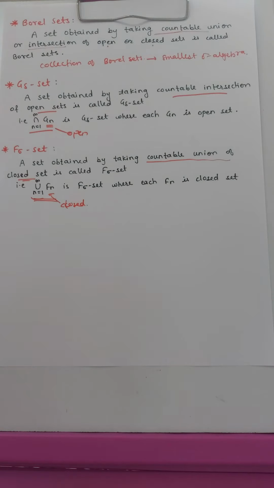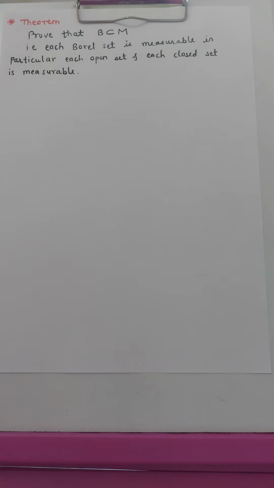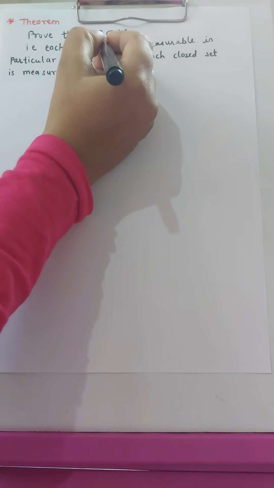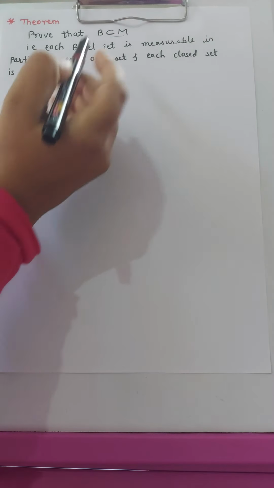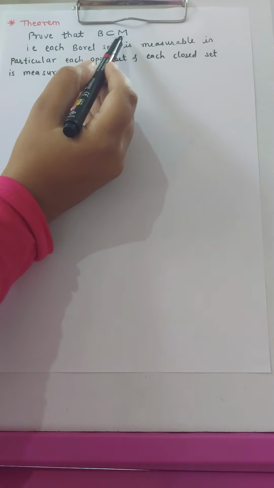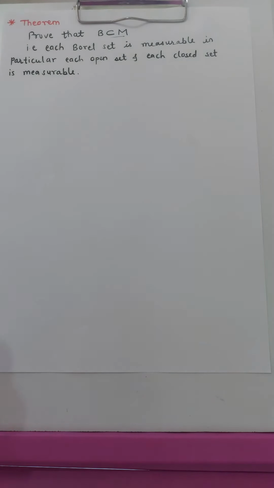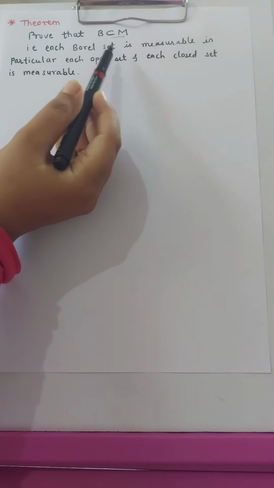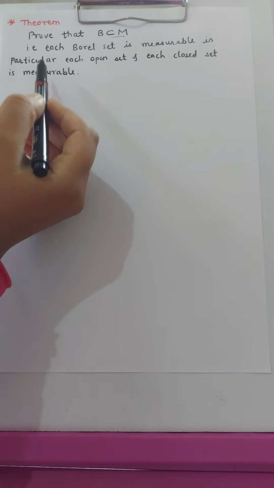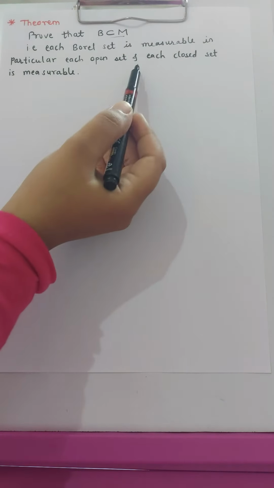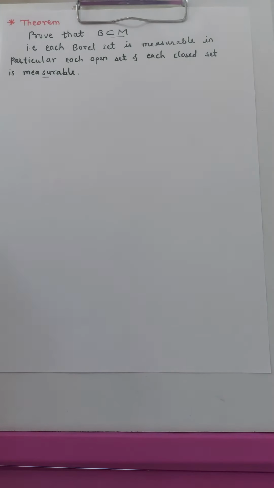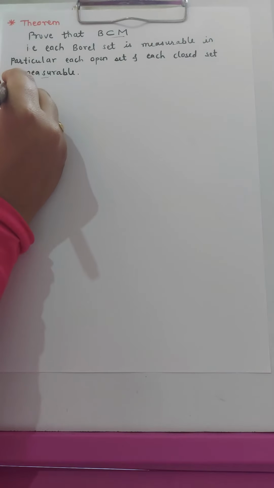Further, we will discuss some results regarding Borel sets. So the first theorem is, we have to prove that B is a subset of M. That is, B is the collection of Borel sets and M is the family of measurable sets. That is, each Borel set is measurable, and in particular each open set and each closed set is measurable. So let's start with the proof.